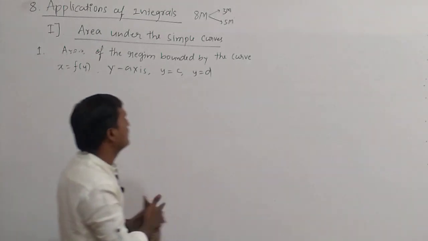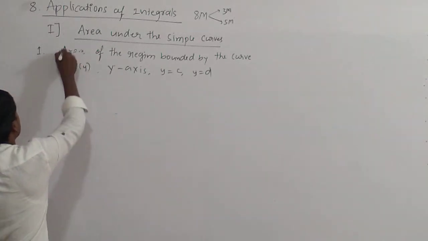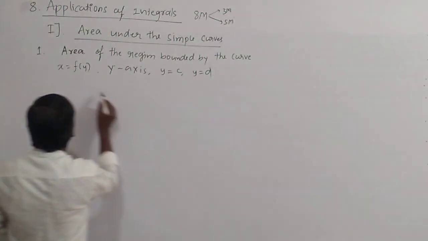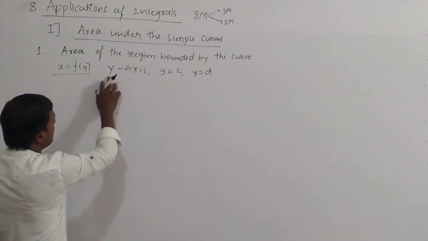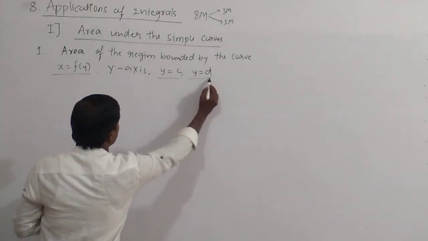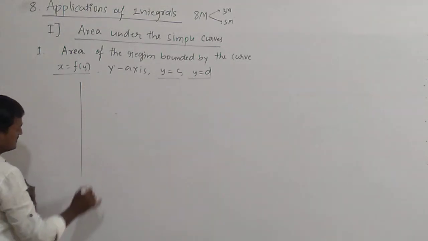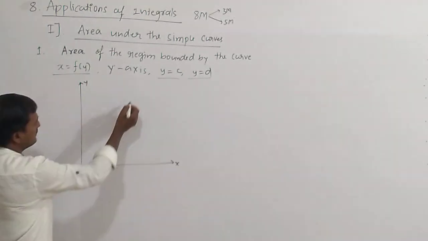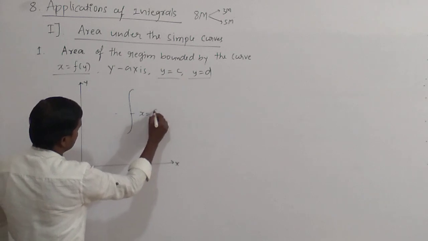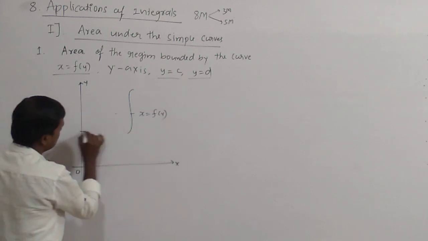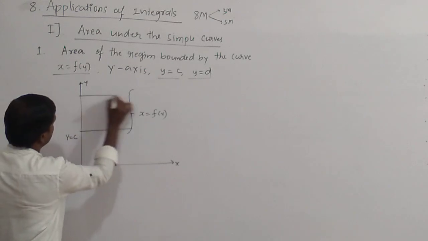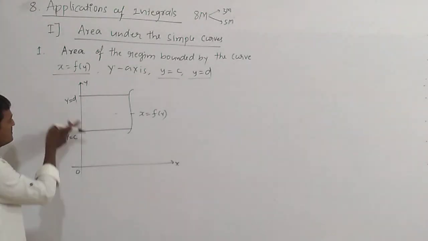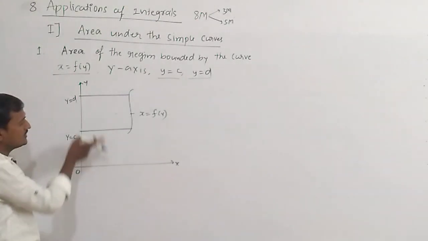Okay. So again, the area of the region bounded by the curve x equal to f of y with the lines y equal to c and y equal to d. So it is like this. Here it is the x-axis, here the y-axis, and here the origin. Suppose this is the curve x equal to f of y, with the line y equal to c, and here y equal to d. The line y equal to c is a line parallel to the x-axis, and y equal to d is again a line parallel to the x-axis.